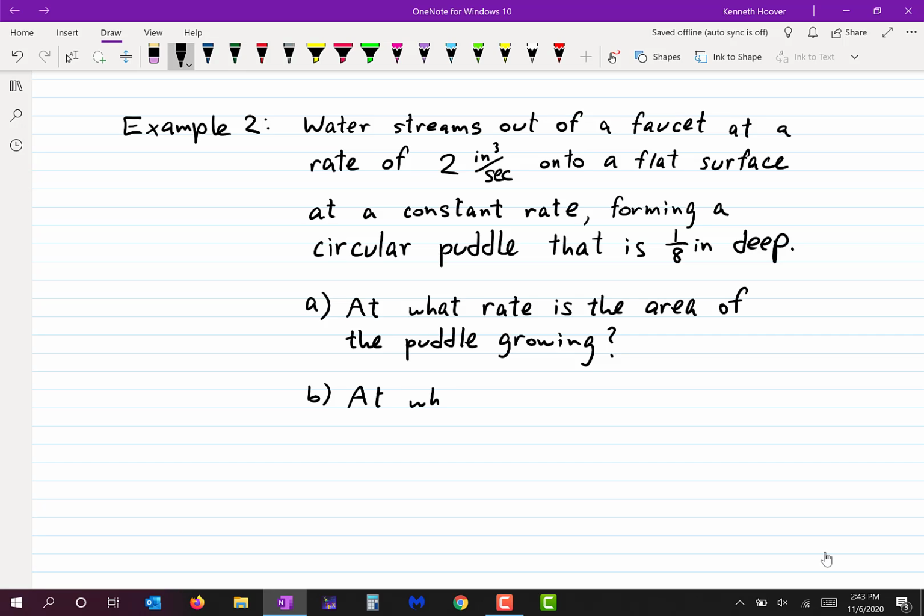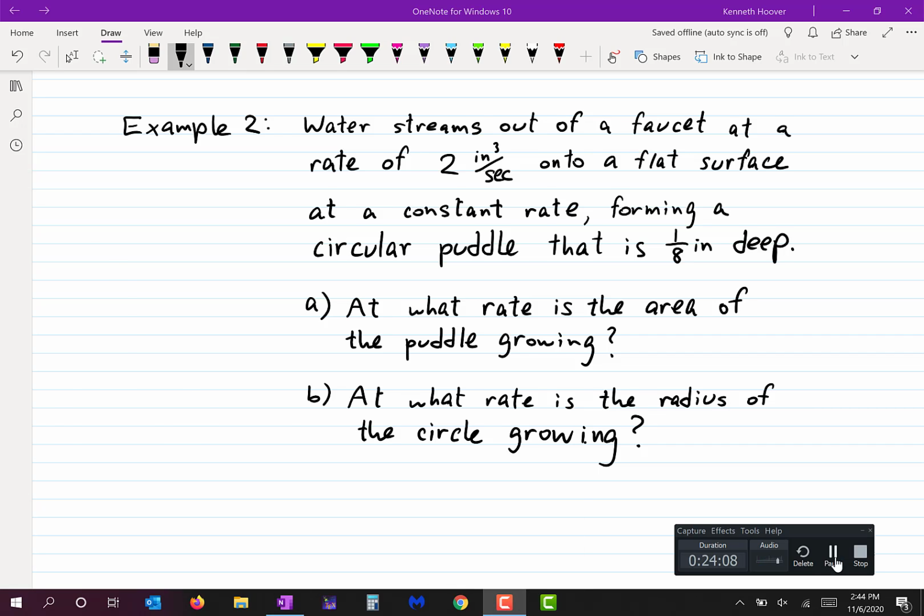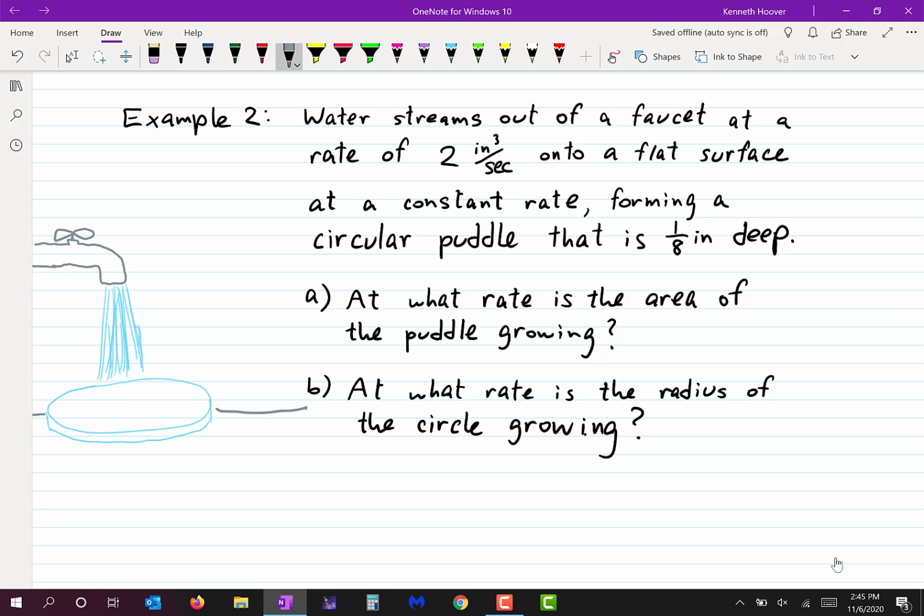At what rate is the radius of the circle growing? Now, if at all possible, I would suggest that you draw a picture, because if you can see it, it makes things much easier. Okay? So I'm going to draw a picture of this. Boom, there you go.